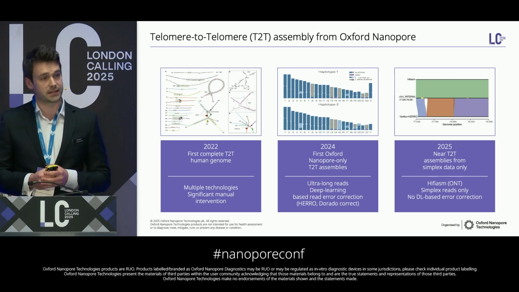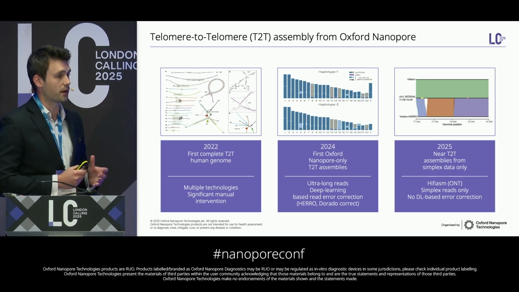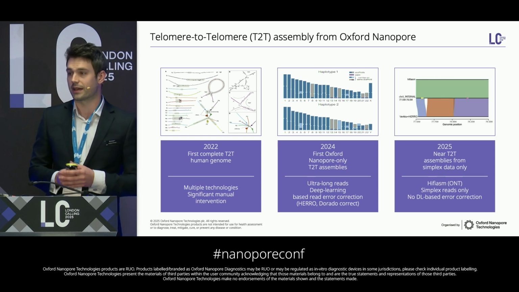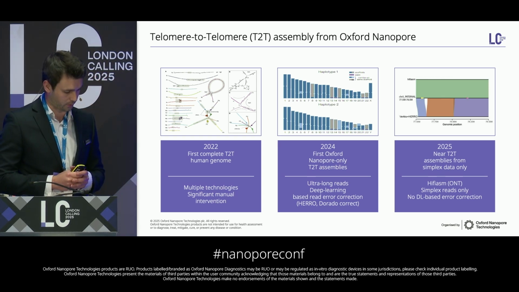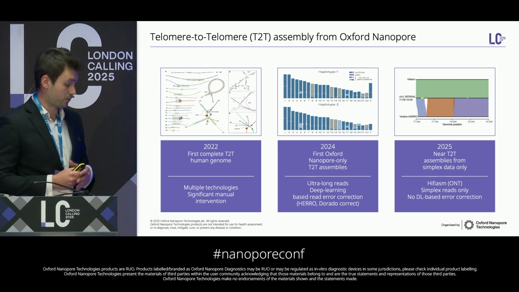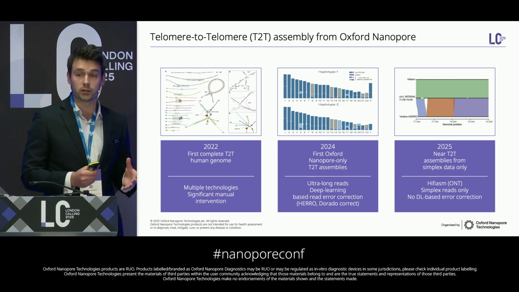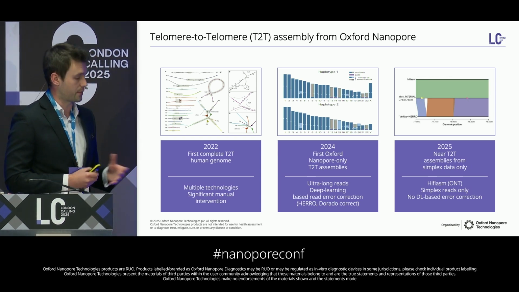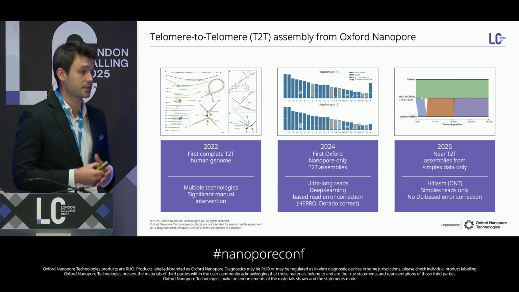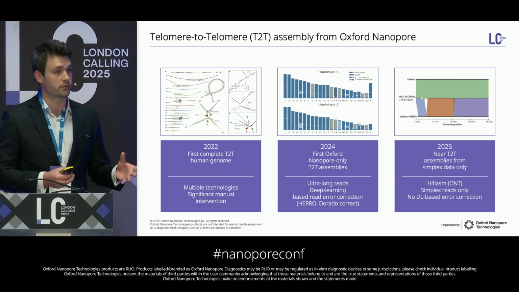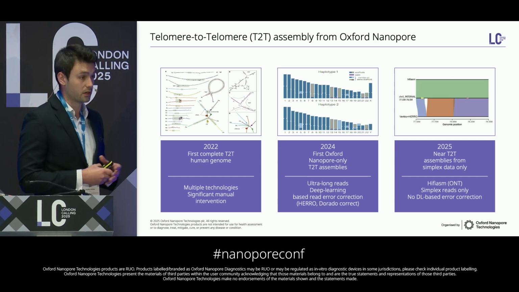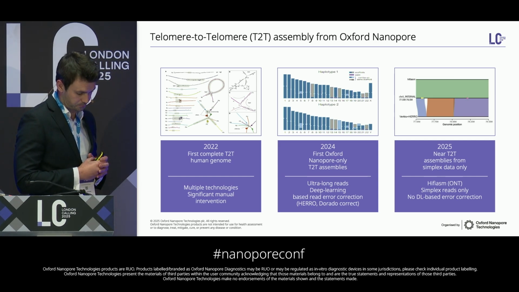So it was 3 years ago that the scientific community finally completed the human genome. And this was thanks to a heroic effort by the T2T consortium. It involved researchers from across the world, multiple different institutes, lots of different sequencing technologies, and a significant amount of manual intervention. But obviously this was a landmark achievement at the time, and I'm sure you've all seen the front cover of Science and various other journals lauding this amazing achievement.